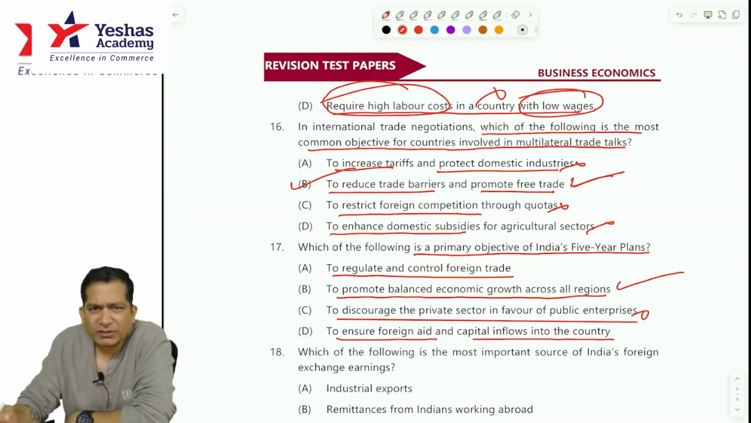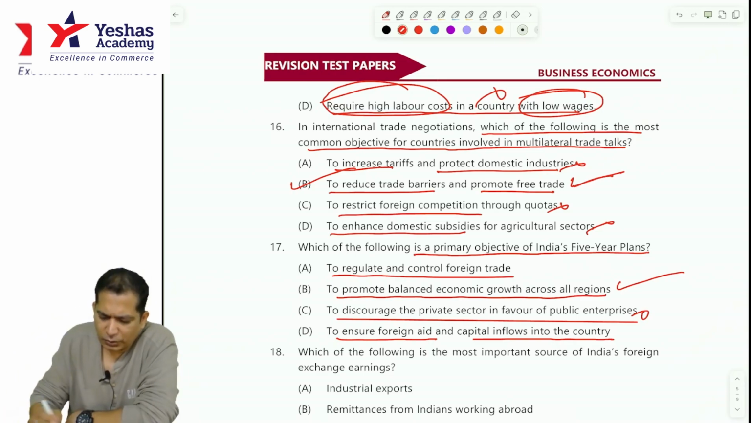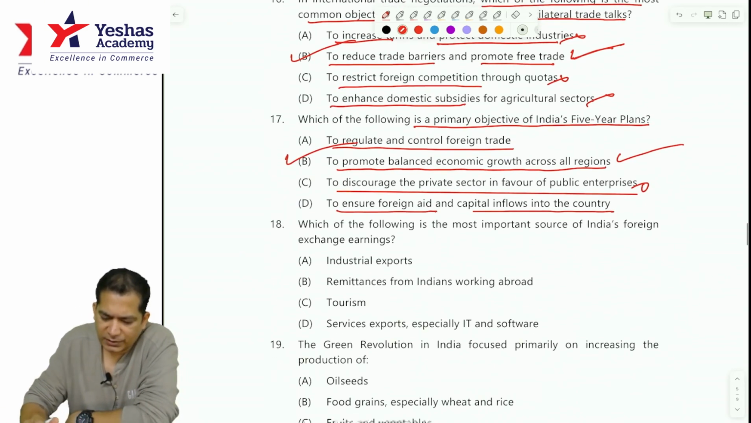To ensure foreign aid and capital inflows into the country? No. On the basis of aid, you cannot make your country a developed country. And on the basis of inflows, what kind of inflows? If you export, that inflow is good. But if you borrow, it will create a debt burden. So, the better answer is to promote balanced economic growth across all regions of the country.